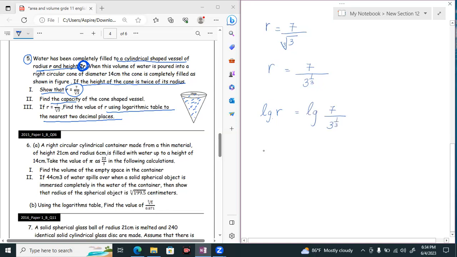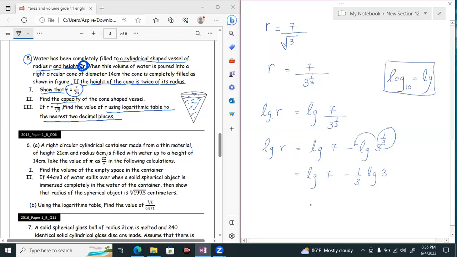Next, what you have to do is apply the logarithmic rules. What are the log rules? Here it is a denominator, so take the denominator value as a subtraction. And here it is a fractional index, so the power comes in front: 1/3 of the logarithm. LG means you can substitute logarithm to the base 10 by LG.